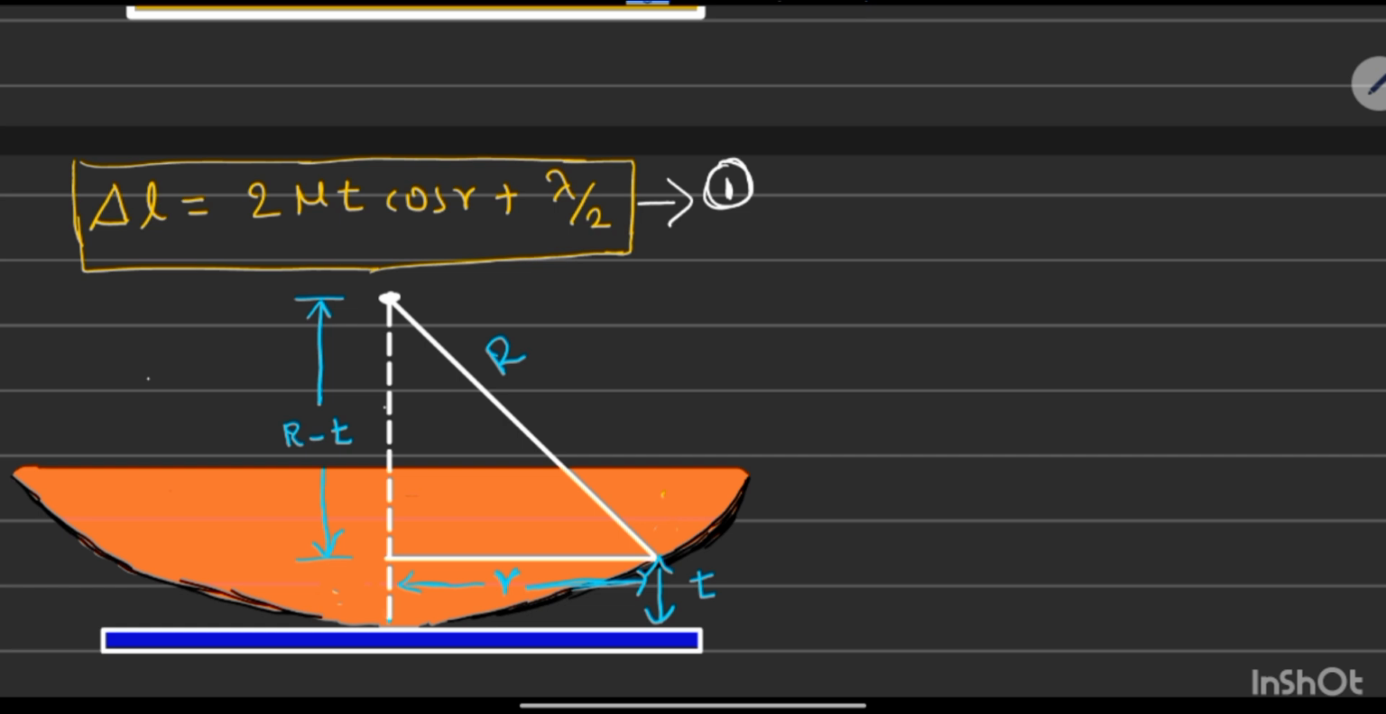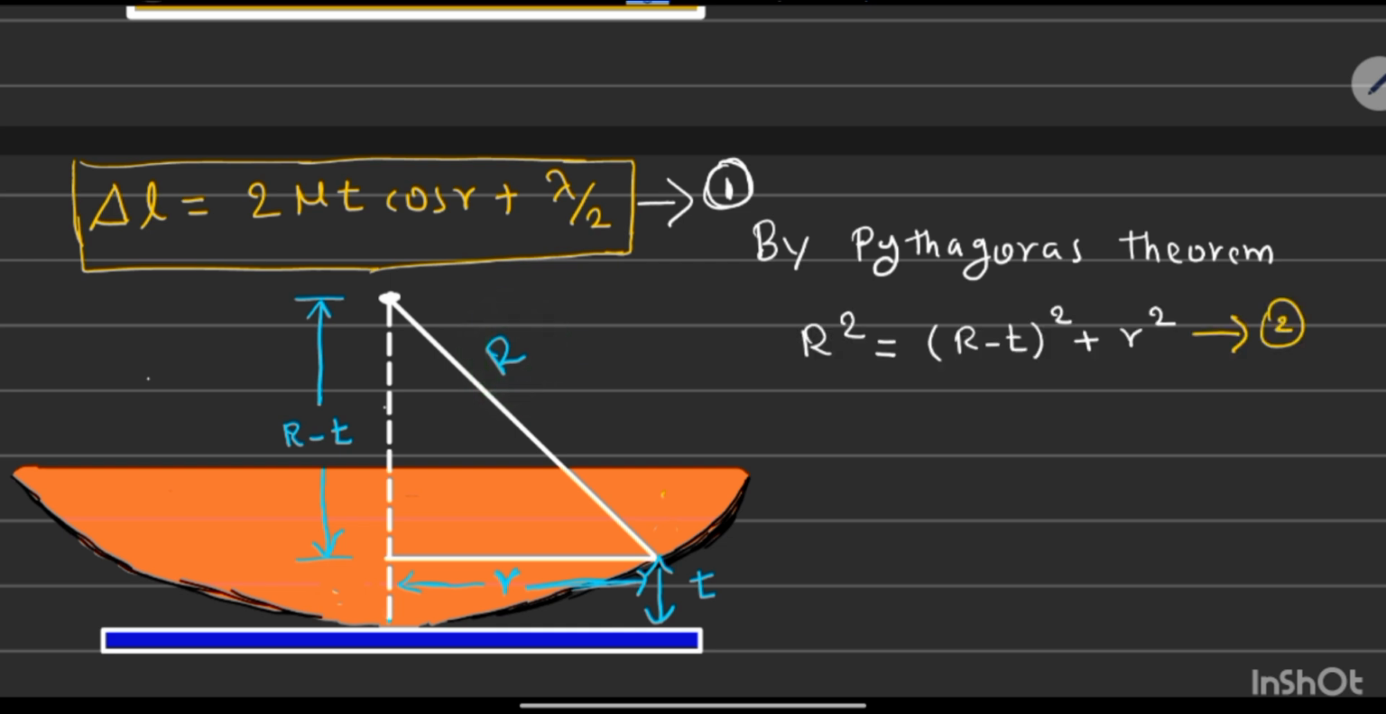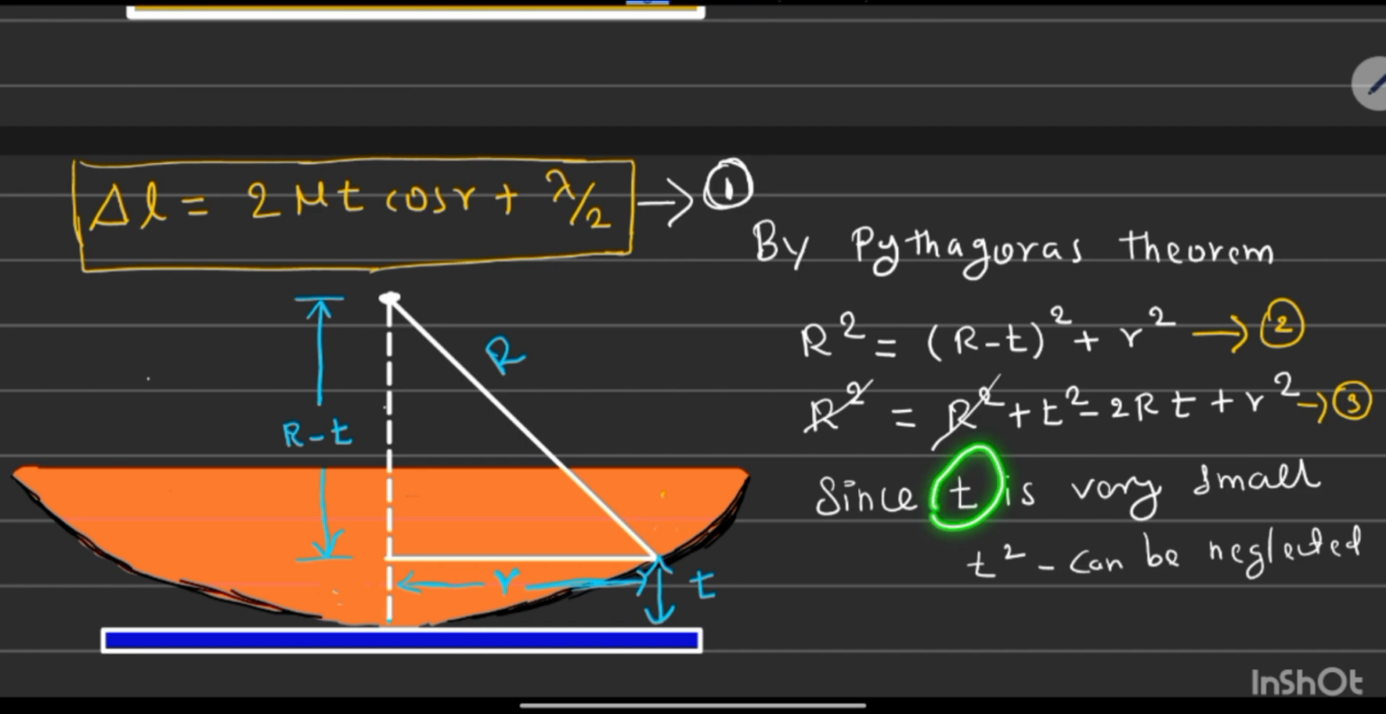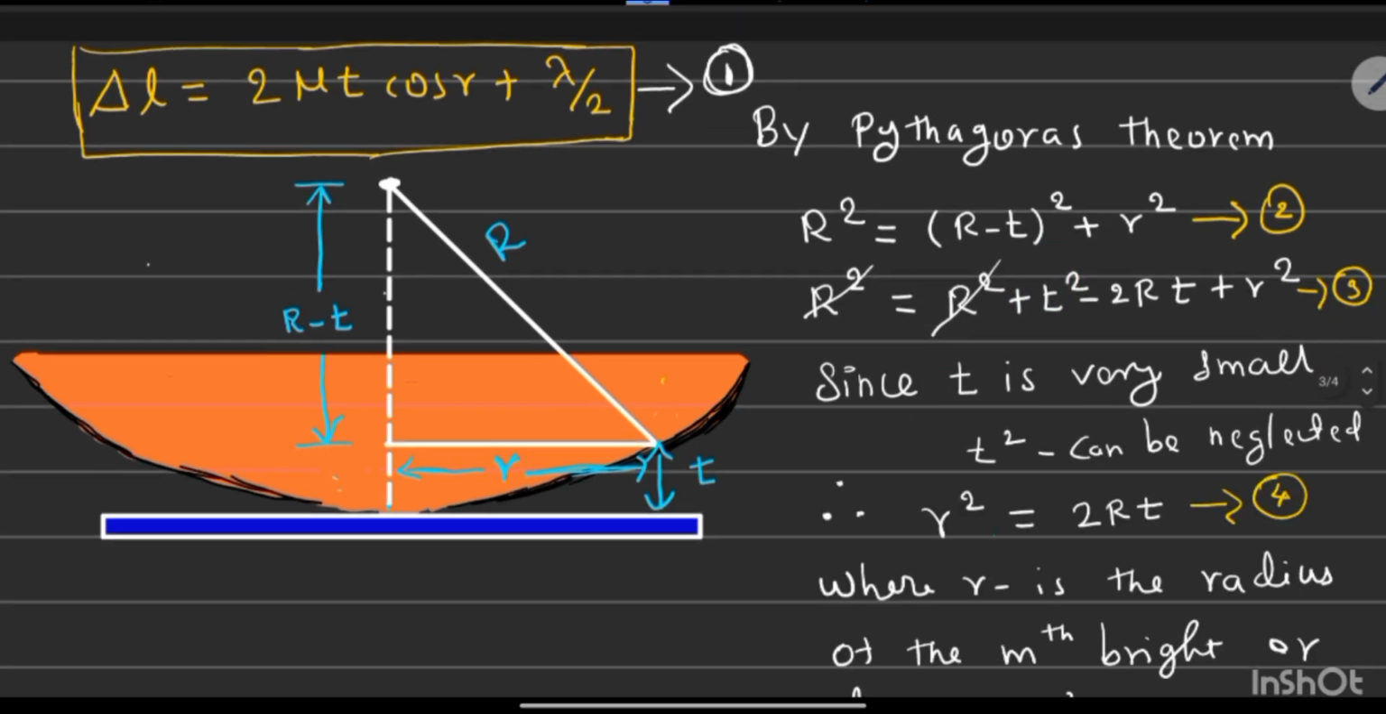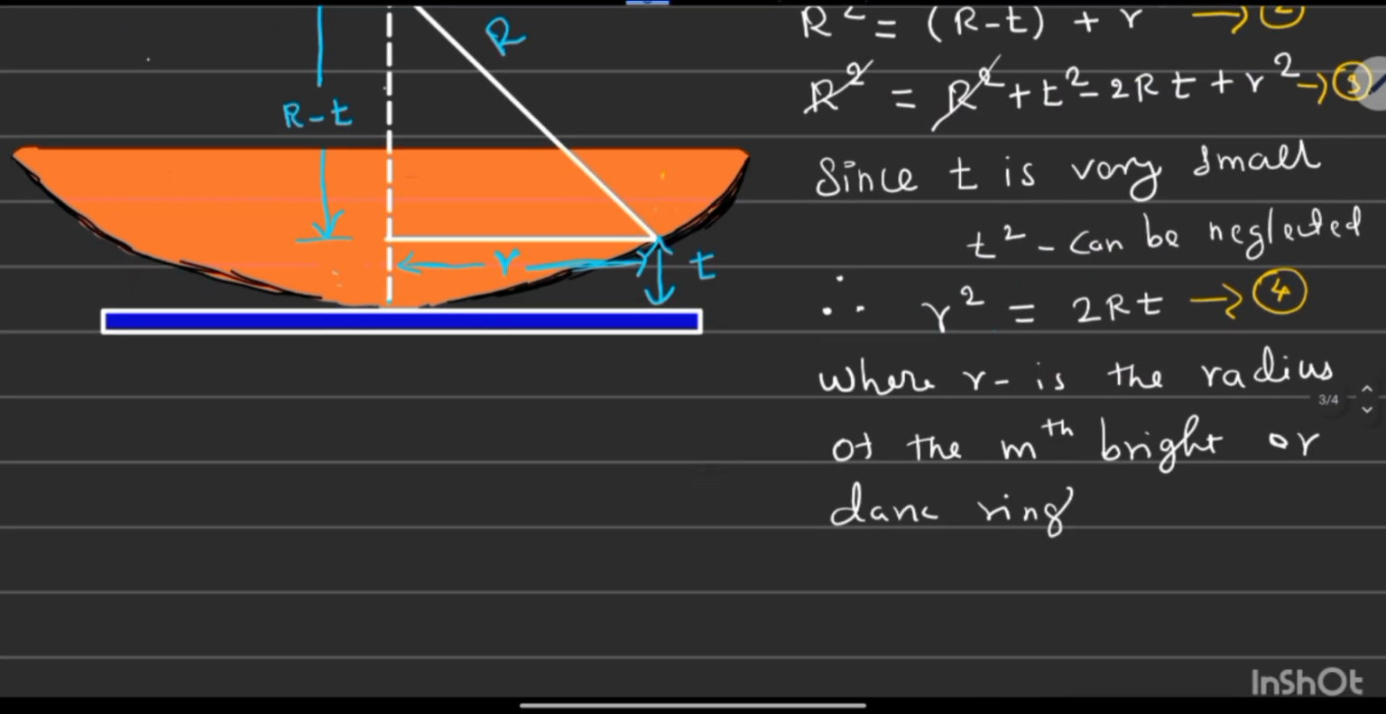Now, using the Pythagoras theorem we can write R squared as (R minus t) the whole squared plus r squared. Expanding this and cancelling R squared leaves only this. As I said, t will be much smaller than R, and if we square it, it will be even smaller, so the t squared term can be cancelled. The resulting expression is r squared minus 2Rt equals 0, so r squared is equal to 2Rt, where r is the radius of the mth or nth bright or dark ring.